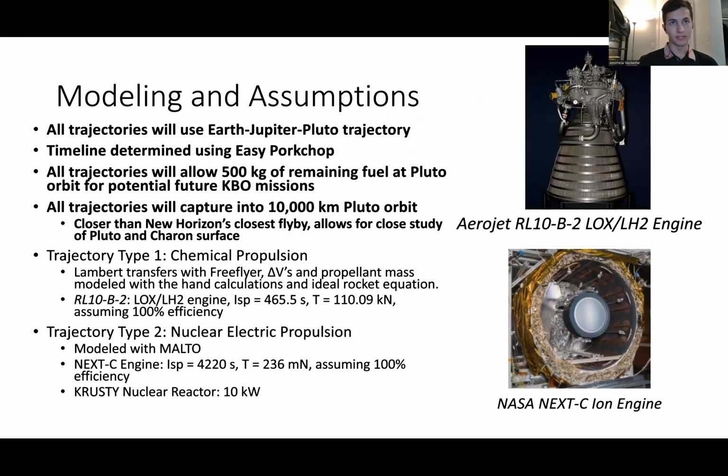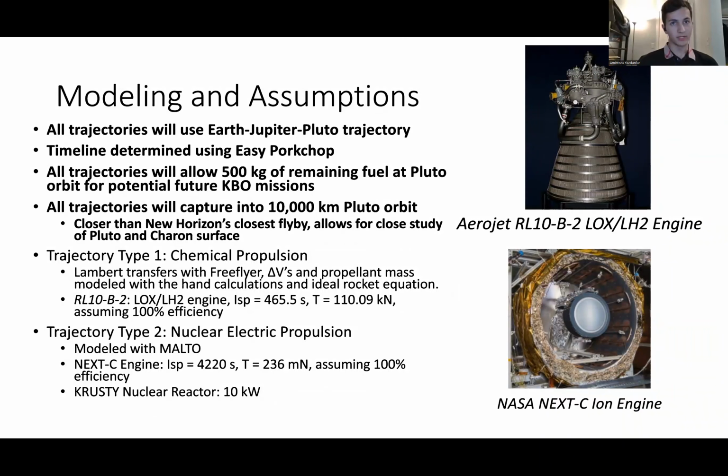Going over our modeling and assumptions, we assume that all trajectories will use an Earth, Jupiter, Pluto trajectory and model the timeline using Easy Pork Chop plot. We also allowed 500 kilograms of remaining fuel at the end of all our missions to allow for potential extended missions to Kuiper belt objects. Our spacecraft is going to capture into a 10,000 kilometer circular orbit around Pluto, allowing close surface studies.